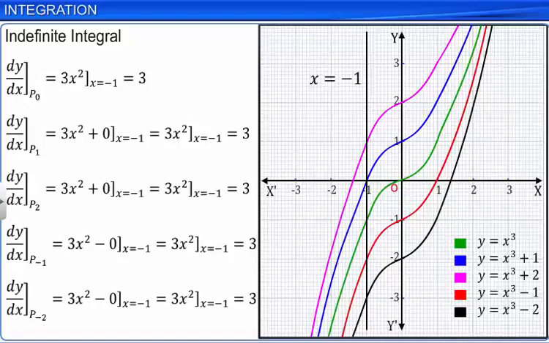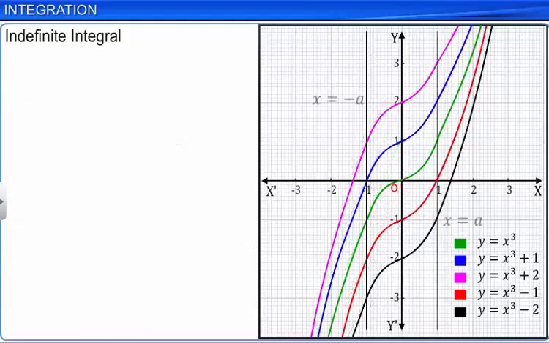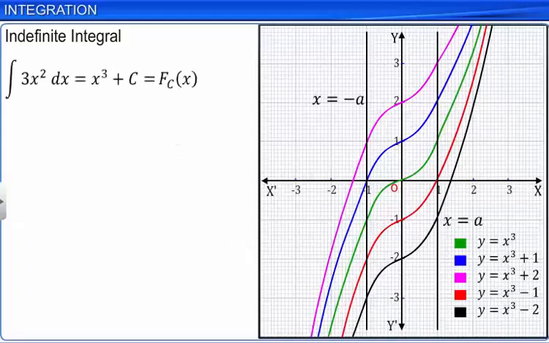Thus, integral of 3x square dx is equal to x cube plus c. Let us denote this by f subscript c of x at the points of intersection of the curves by the line x is equal to a, where a belongs to R. This implies that the tangents to all the curves y is equal to f subscript c of x, where c belongs to the set of real numbers, at the points of intersection of the curves by the line x is equal to plus or minus a, where a belongs to R, are parallel.